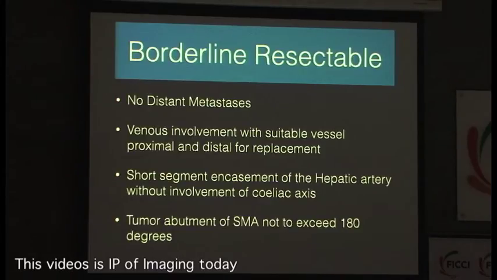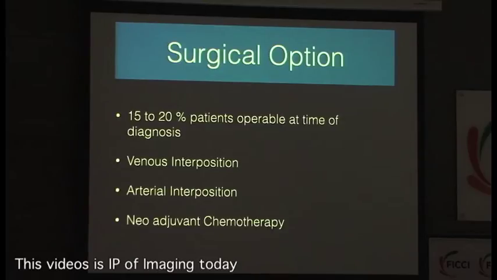Now, venous involvement is a very iffy topic, and I'll try and explain it to you if I can. So when you see all this and you do all this imaging and you see that I have this much of venous involvement or this much of arterial involvement and no lymph nodes and such, 15 to 20% of patients are operable at the time of surgery, and this includes patients who are going to get a venous interposition, an arterial interposition, and maybe after neoadjuvant chemotherapy, which is something I have not dealt with in this lecture because it's too exhaustive.